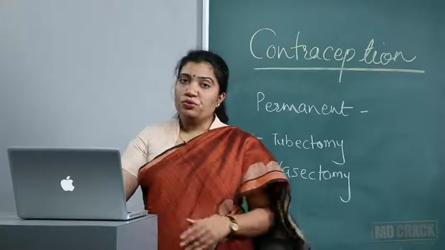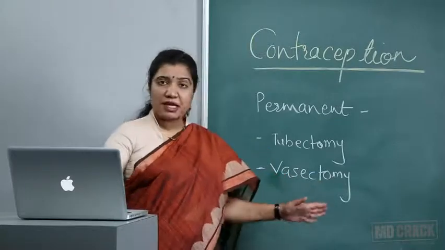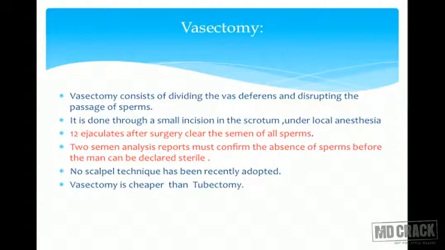Now let's move towards the permanent method of sterilization. Vasectomy is the one which is done in males. The vas deferens is divided. That is why the conduction of sperms is prohibited. It is done through a very small incision taken on the scrotum under local anesthesia. Patient has very less morbidity post-operatively. Patient can resume the normal routine work.